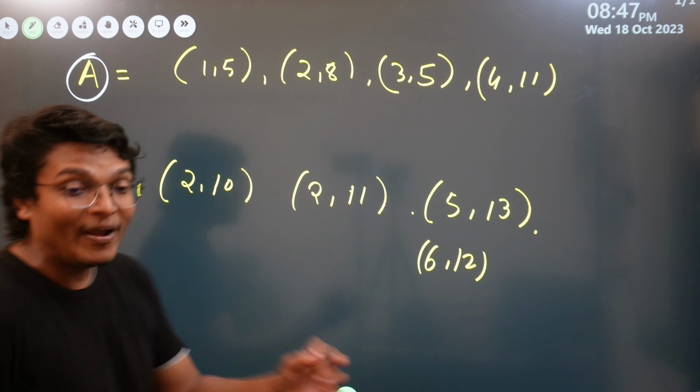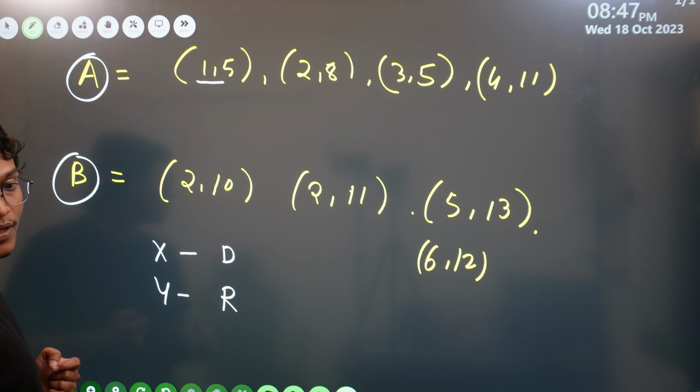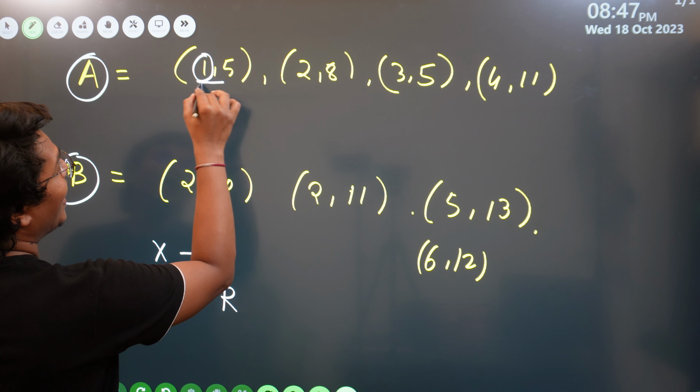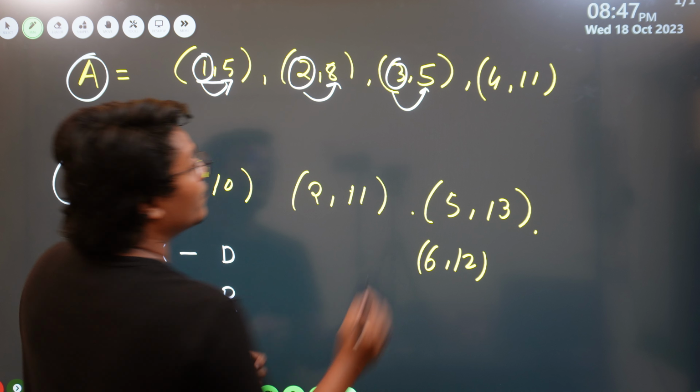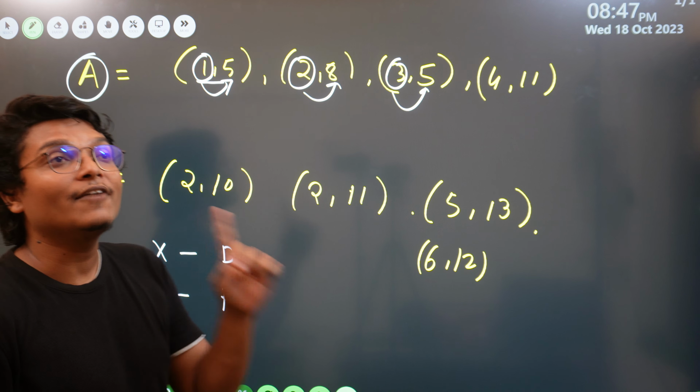If a question is given in the form of coordinates, we know that our x coordinate is our domain, our y coordinate is our range. Yes or no? For see, 1's output is 5, 2's output is 10, 3's output is 5. What is the definition of function? Many to one. For two different inputs, I can have the same output. Here I have two different inputs but the same output. It is a many to one function. Getting it?